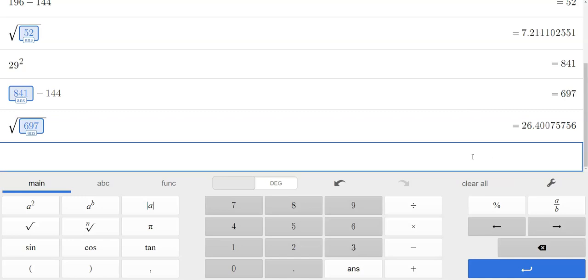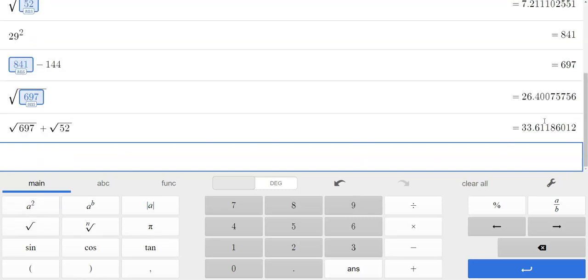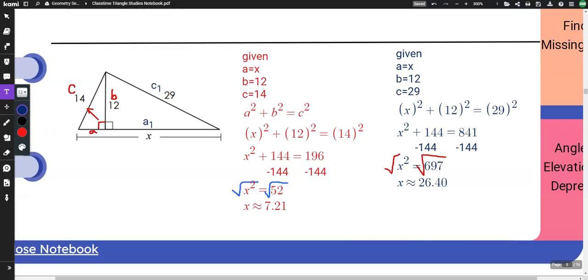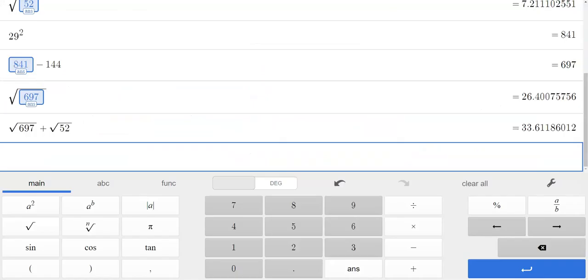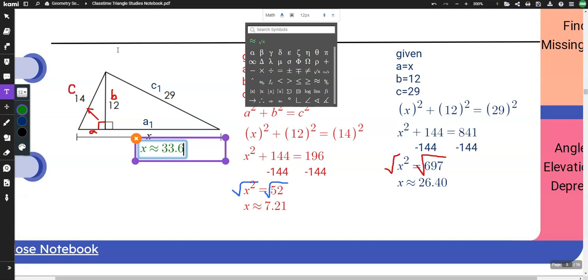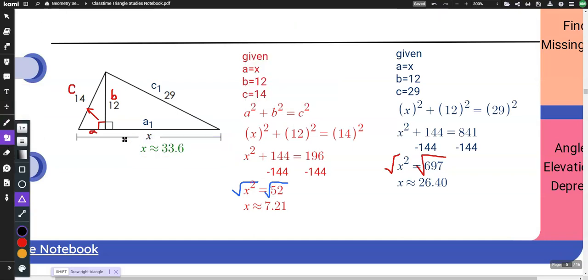So we could do square root of 697 plus square root of 52. And we get 33.6. So the length here for this x is approximately 33.6. Box that in.